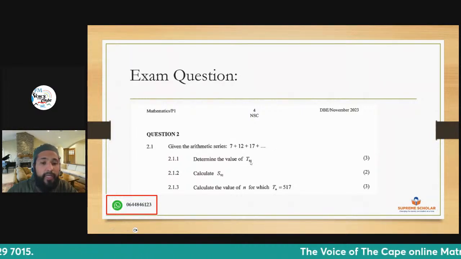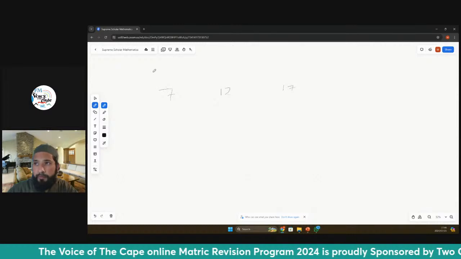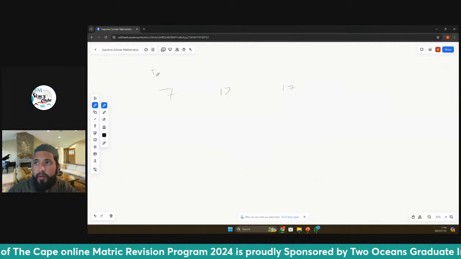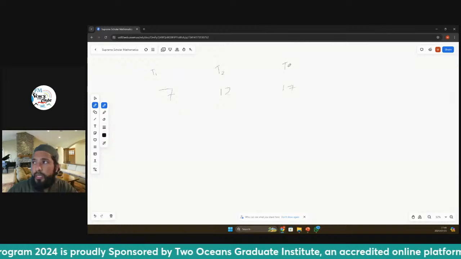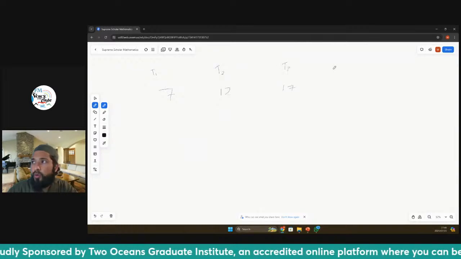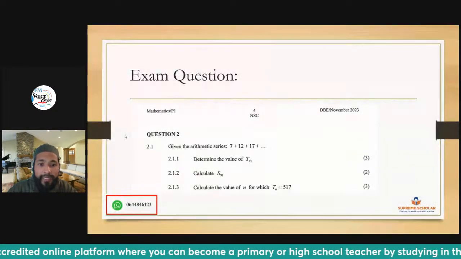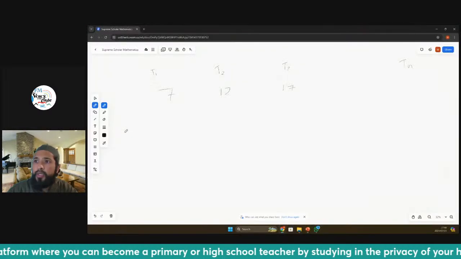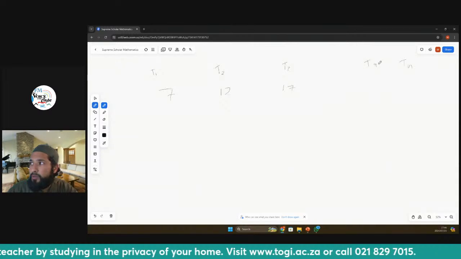How do we find the value of the 91st term in the sequence? Firstly, this is T1. This is T2. This is T3. And so on, and it goes all the way until we say Tn, where n is any number. In this case, we're looking for term number 91. That's what they're asking. So we need to find the value of T91. Well, how do we do that?